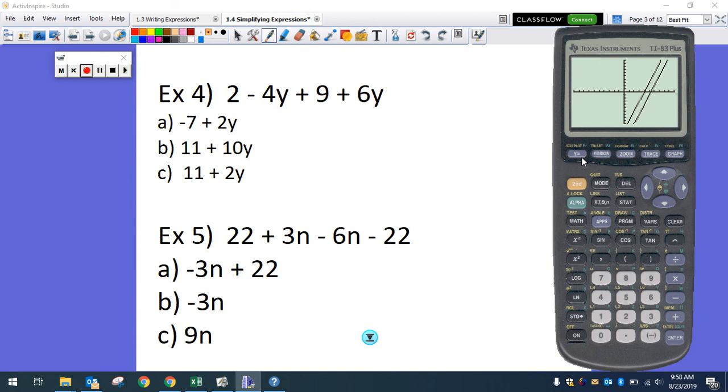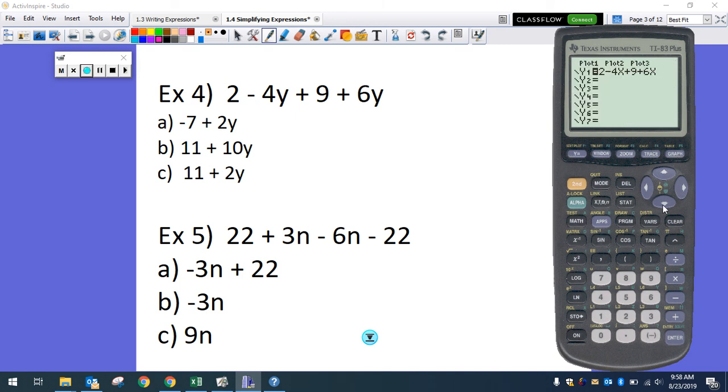All right, same thing. I'm going to go to y equals. Clear these out. 2 minus 4x instead of a y plus 9 plus 6x. We're going to graph it. That's what I want my answer to look like.